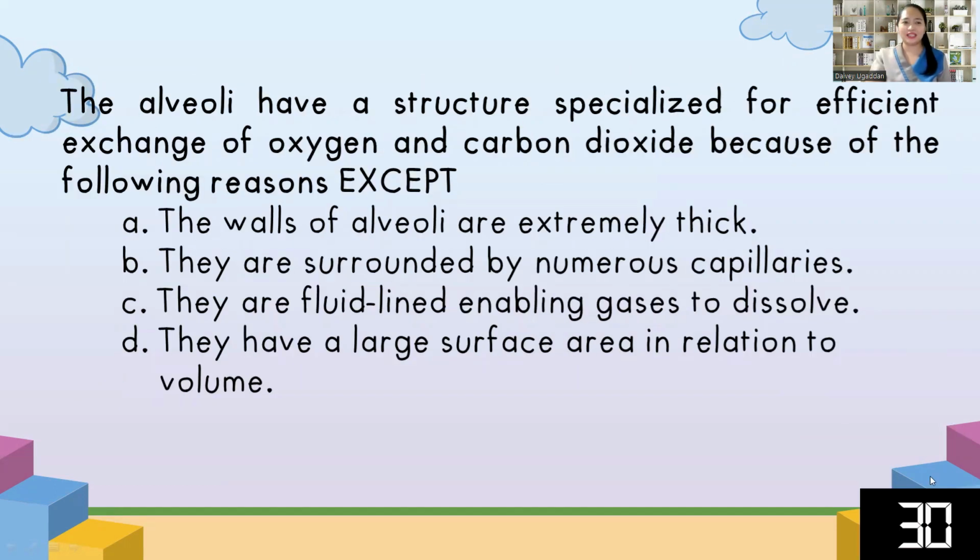Question number 13. The alveoli have a structure specialized for efficient exchange of oxygen and carbon dioxide because of the following reasons, except A, the walls of alveoli are extremely thick. B, they are surrounded by numerous capillaries. C, they are fluid-lined, enabling gases to dissolve. Or D, they have a large surface area in relation to volume. Please key in your answer in the comment section.